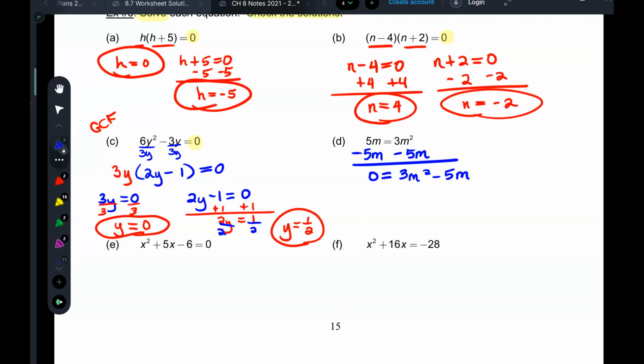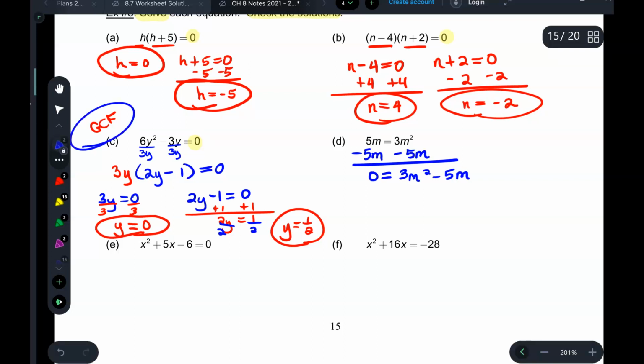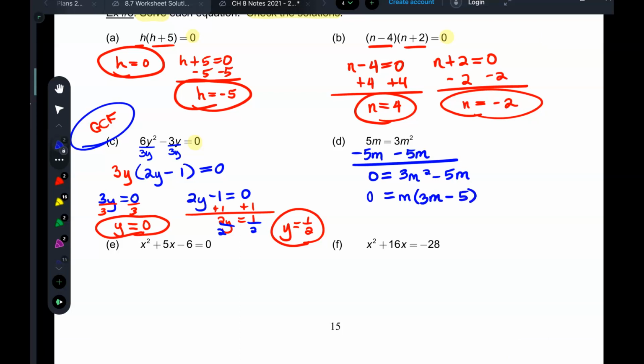So is that no solution? Okay, what did I look for in the last one? Do I have anything in common with the two terms? I could take an m out, right? 3 and 5 have no common factors though. So what am I going to be left with? It's going to be 3m minus 5. Remember, you could just do a quick check, distribute, and make sure you get what you started with.